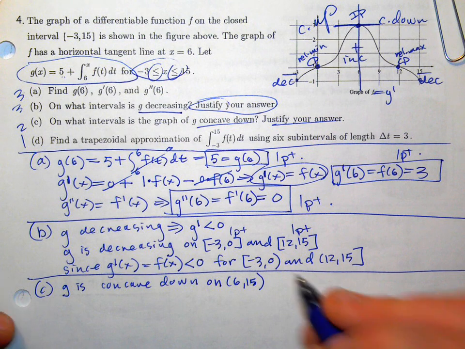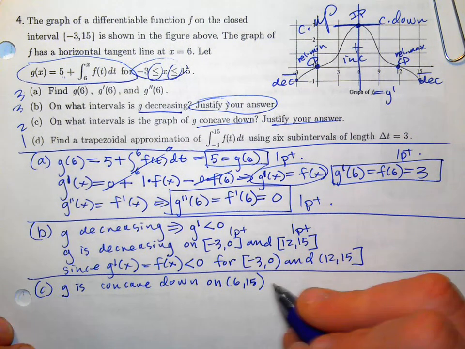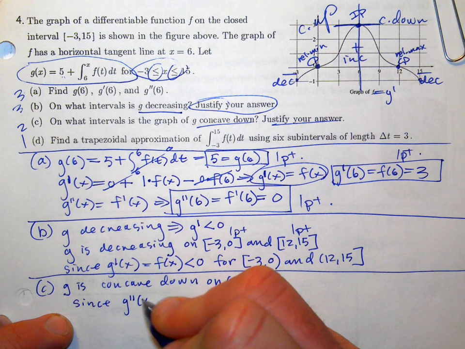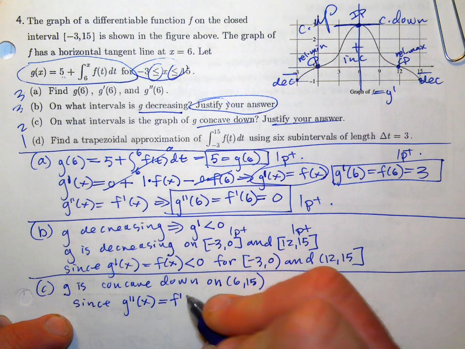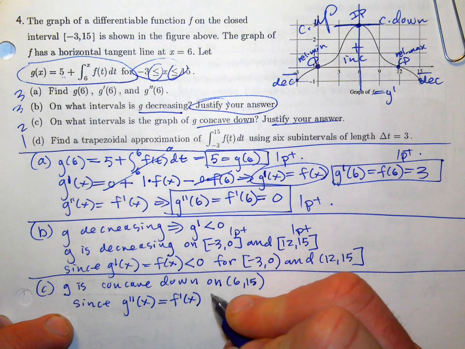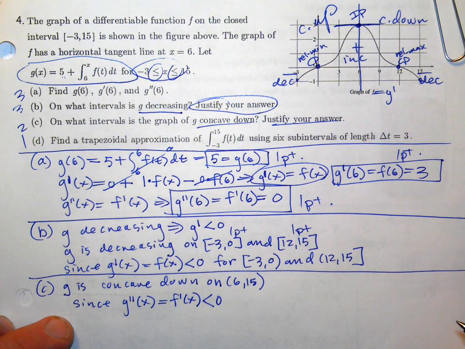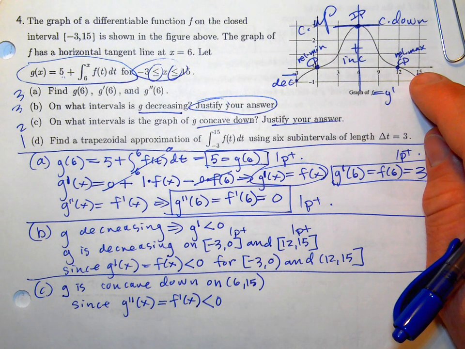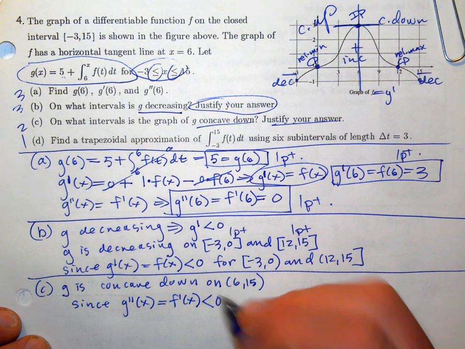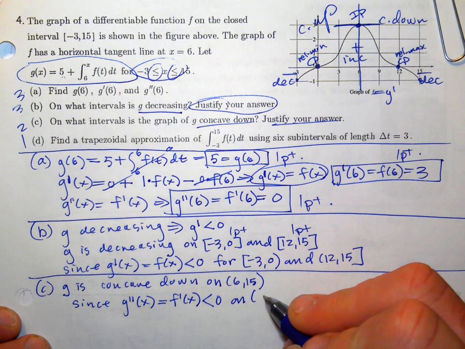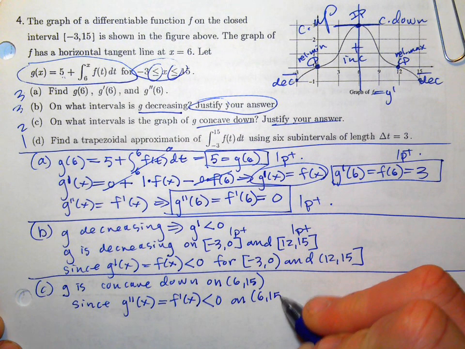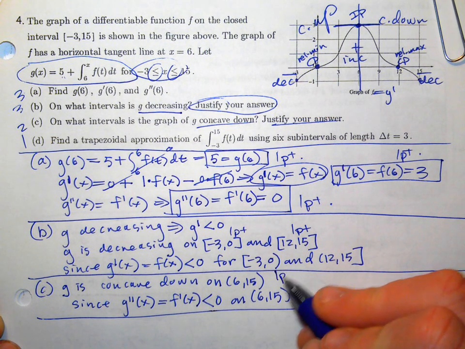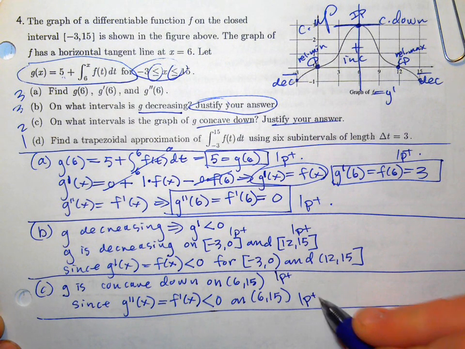Now, why is it concave down? Since G double prime of x, which equals f prime of x, is negative, right? The slope of f is negative, which means G double prime is negative on the same interval, 6 to 15. So that's 2 points. 1 point for the answer, 1 point for the justification.